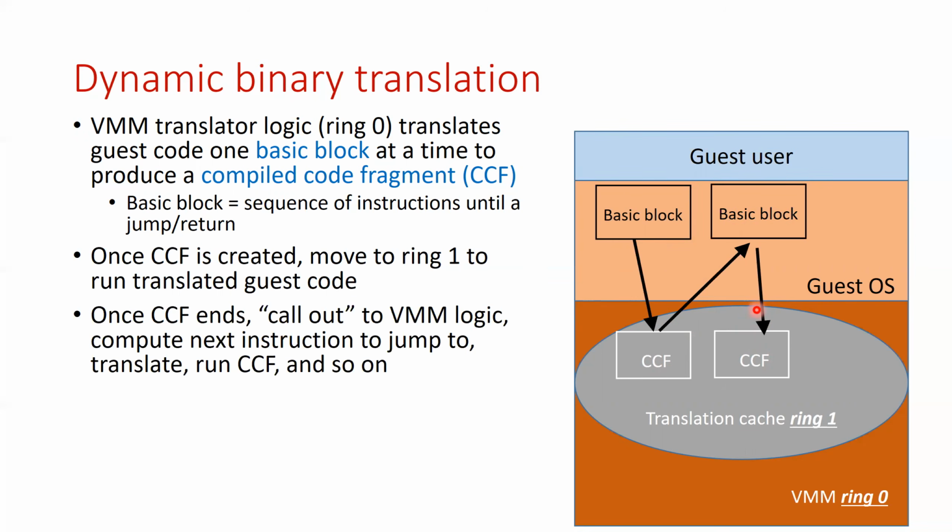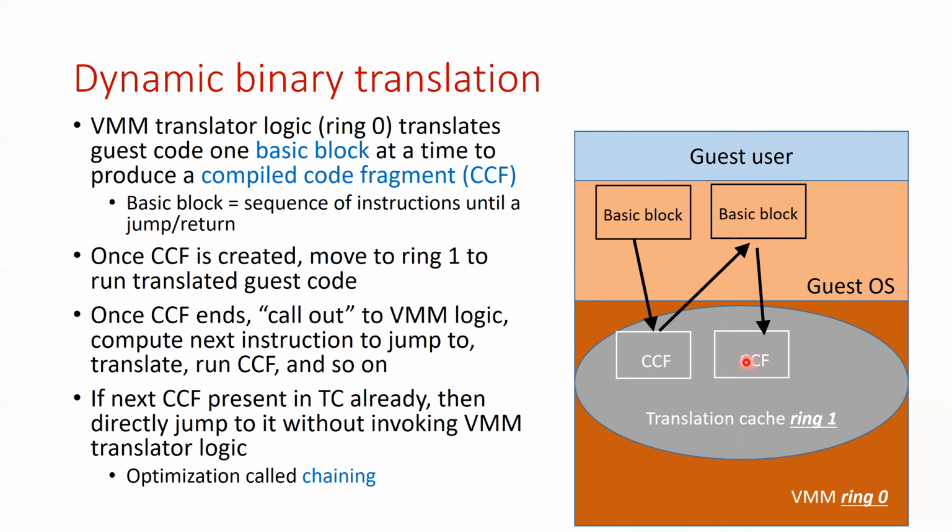As long as the guest OS is running, you translate it block by block, put it into the translation cache, and then move to ring 1 and run the guest OS code. Note that after a time, if the CCF says jump to some other address, that next block would also have been translated sometime in the past. So if the next translated block is already available in the translation cache, you can simply jump to it and run it. You don't have to go back and translate every time.